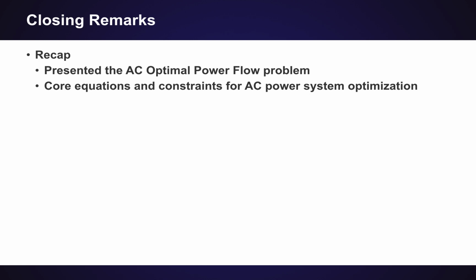Okay, so to recap what we were doing here, we have presented the AC optimal power flow problem, which included the core equations and constraints for AC power system optimization. We have also shown that this type of equations and constraints are very relevant for a large number of problems that are used in practical power systems operation. So it is not limited to economic dispatch as the first, seminal paper was, but there are very many different applications which include those power flow equations.